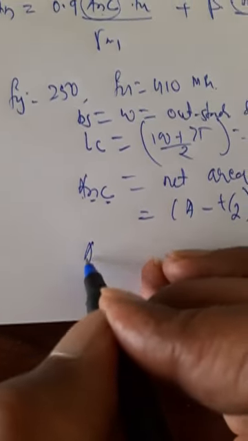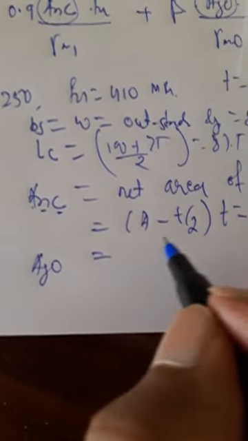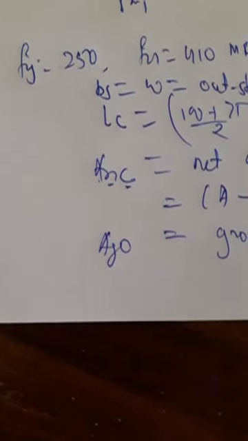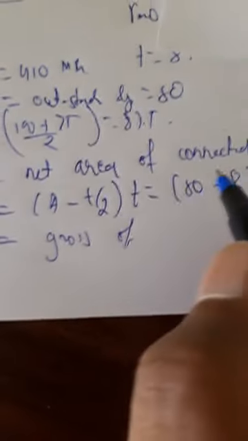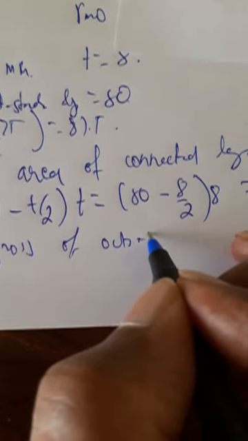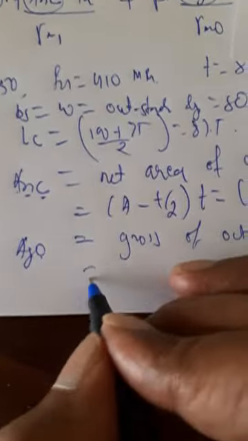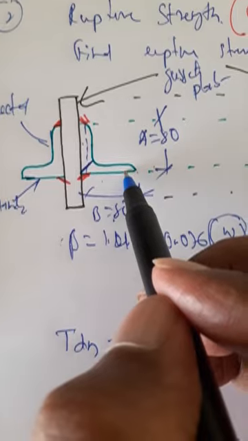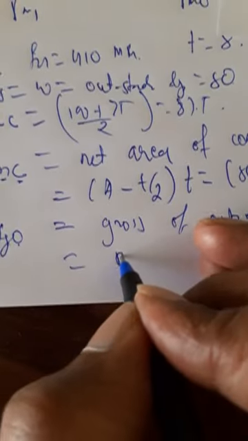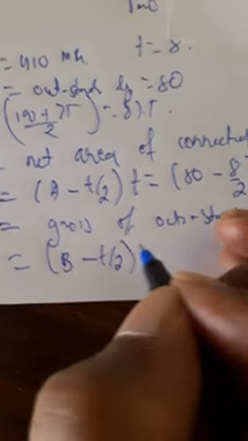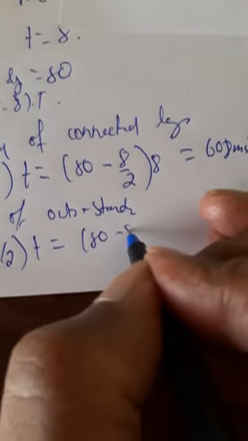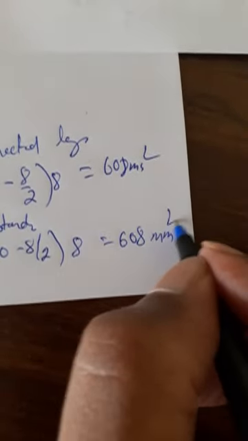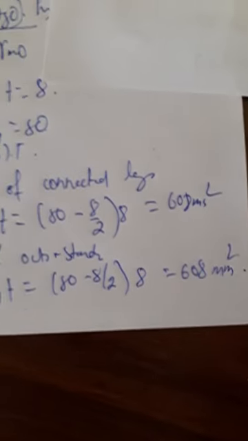Next AGO, gross area. Gross area of, just look here, A is area, G indicates gross, O indicates outstanding. Gross area of outstanding leg. So here outstanding leg is B. B minus T by 2 into T. So 80 minus 8 by 2 into 8 is equal to 608 mm square. Now substitute the values, get the value of beta.